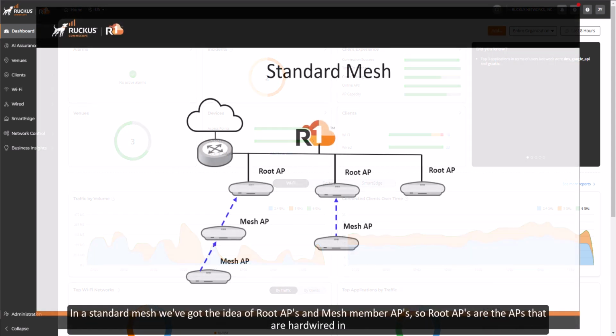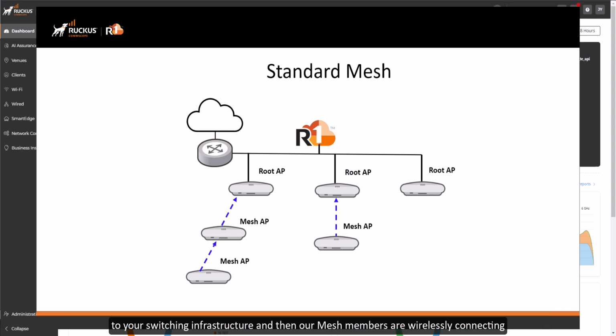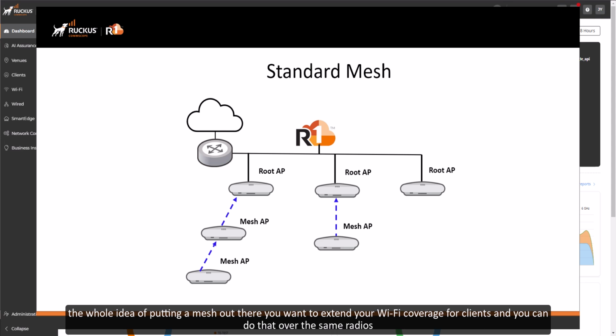In a standard mesh, we've got the idea of root APs and mesh member APs. So root APs are the APs that are hardwired into your switching infrastructure, and then our mesh members are wirelessly connecting over to those root APs. So we may use 2.4 gigahertz radios or a combination of 5 gigahertz and 6 gigahertz radios on the mesh to make that link over to the root AP. And then again, these member APs can serve clients. So that's the whole idea of putting a mesh out there.